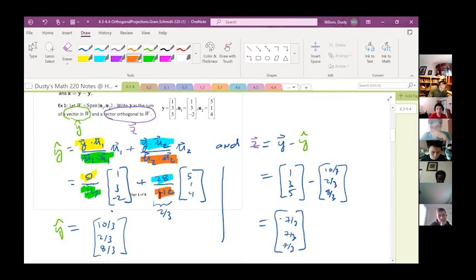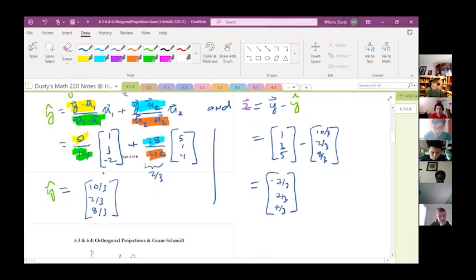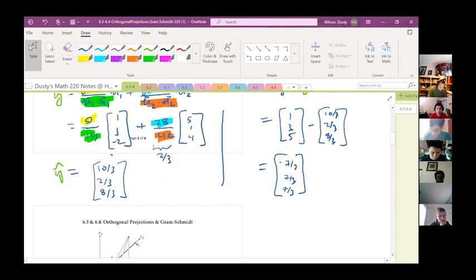Let's go back to the original question. And so the original question said, write y as the sum of a vector in W and a vector orthogonal to W. So we need to just write our answer in a specific way. And so the last thing we have here is we want to write, not z, y.